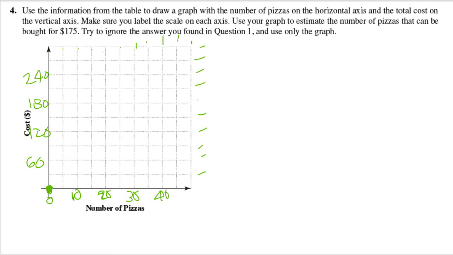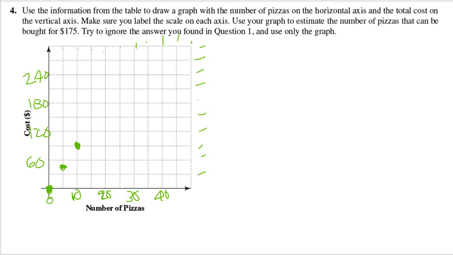So it's not as easy to work with as the number of pizzas, but gives me a little bit better use of my graph. So at any rate, $0, 0 pizzas, 5 pizzas, $45. That's going to be halfway between 30 and 60. 10 pizzas was $90. And since every line is going by 30, that's halfway between 60 and 120.